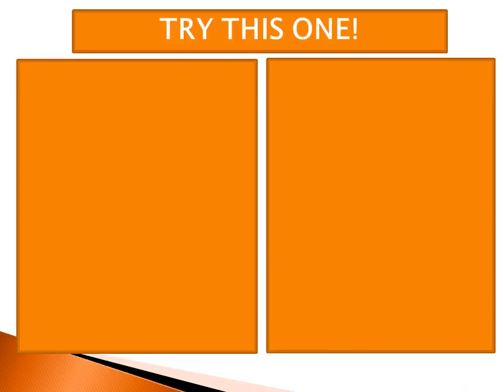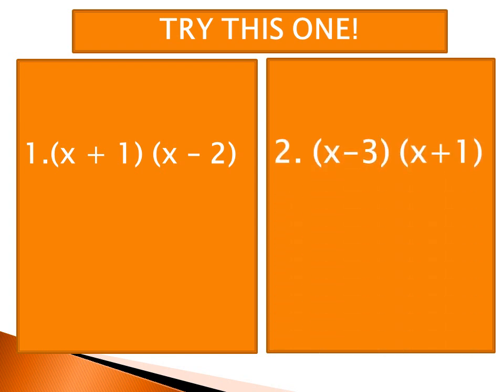Try this one. Given example, number 1, x plus 1 times the quantity of x minus 2. Number 2, the quantity of x minus 3 times the quantity of x plus 1. So let's try to solve first number 1. We have x times x minus 2 plus 1 times x minus 2.